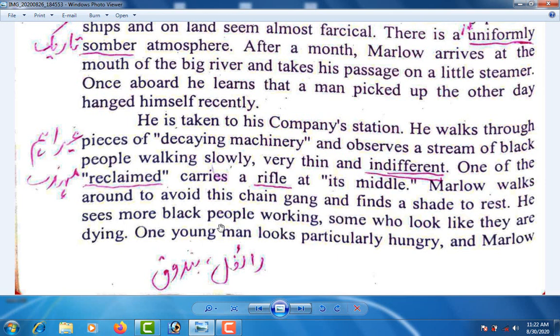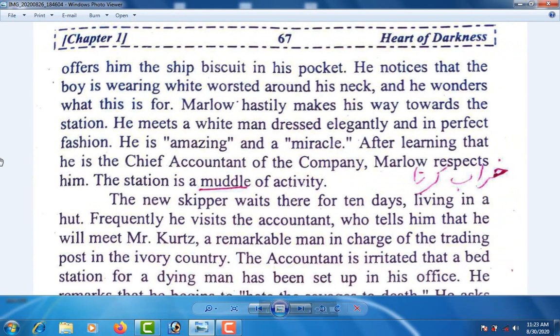He sees more black people working, some who look like they are dying. One young man looks particularly hungry, and Marlow offers him the ship biscuit in his pocket. He notices that the boy is wearing white worsted around his neck, and he wonders what this is for. Marlow hastily makes his way towards the station.